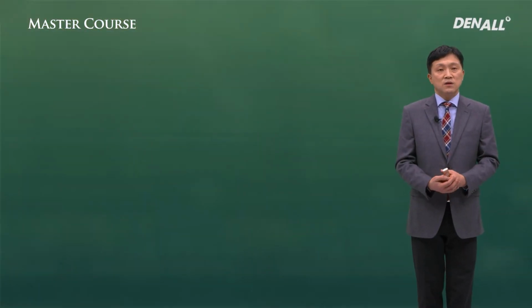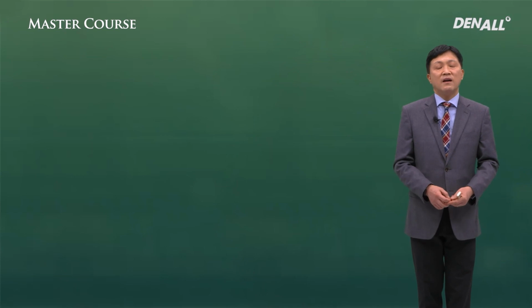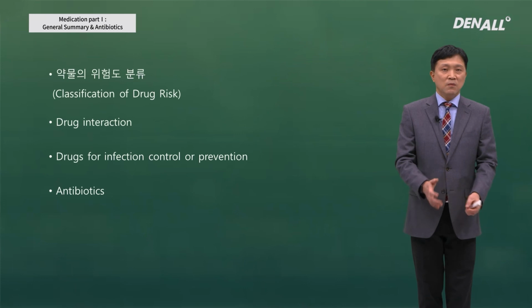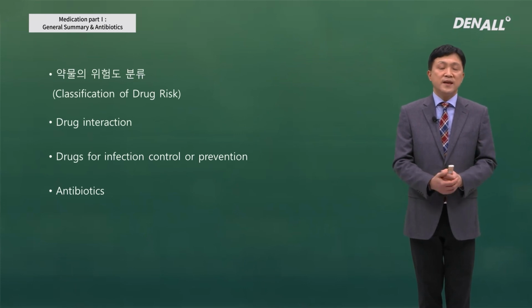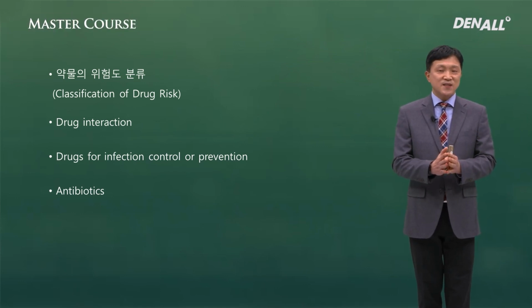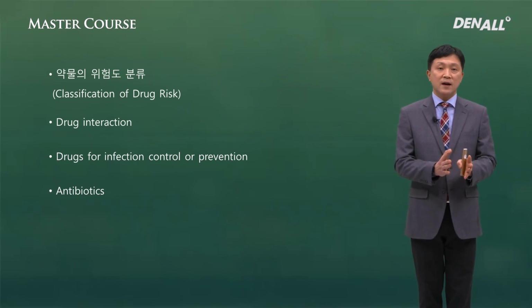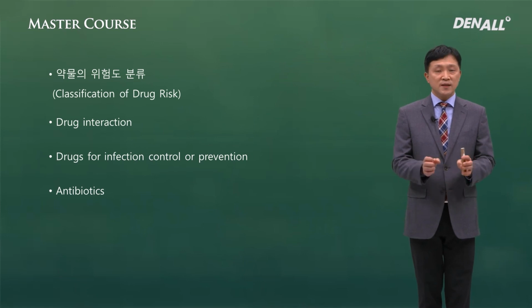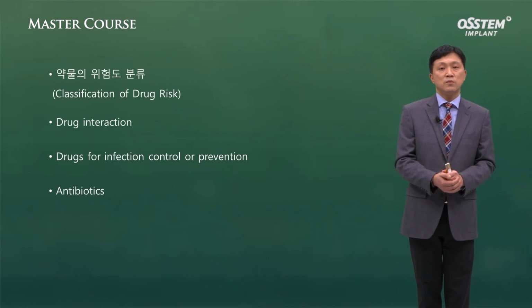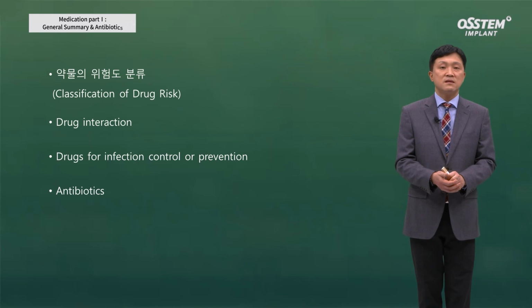I have been talking about the general summary of medications and antibiotics. More detailed information will be provided in a training course. As I said before, you should not prescribe just one kind of antibiotic, depending on the severity of a disease. And depending on the situation, you need to change the use of antibiotics in order to better control the symptoms on the part of a patient.